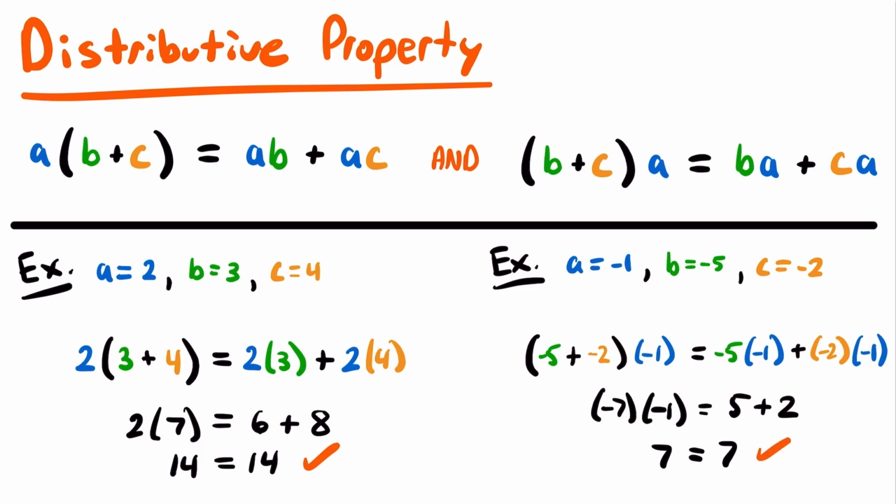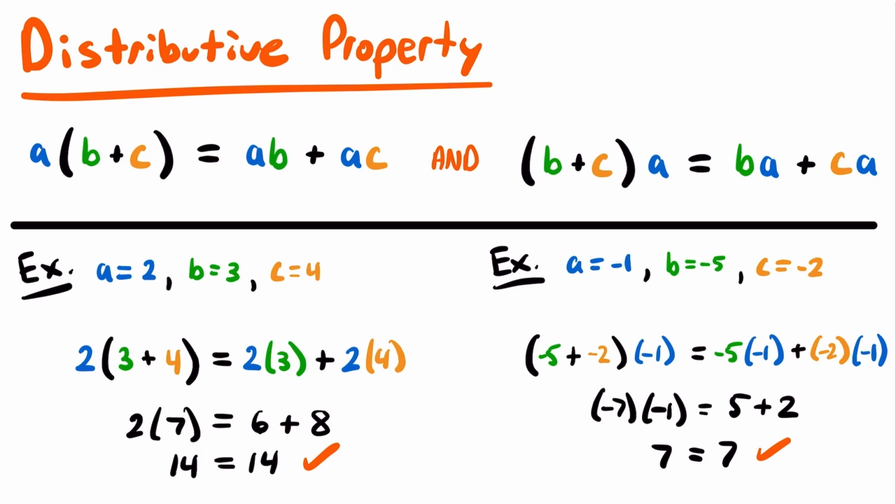So the distributive property is true. You can distribute a number outside a set of parentheses into the parentheses by multiplying that number by each of the numbers inside the parentheses. Okay, so that's how the distributive property works.